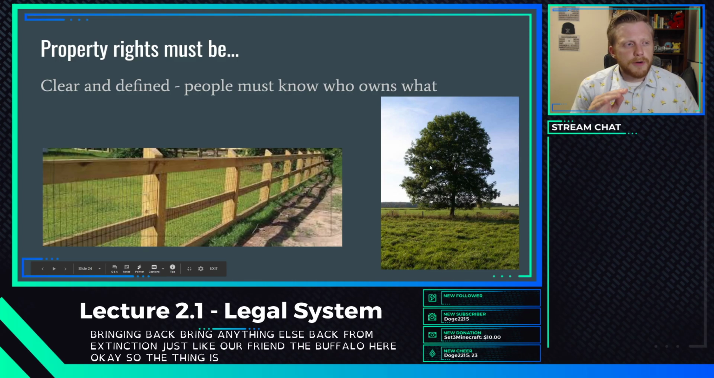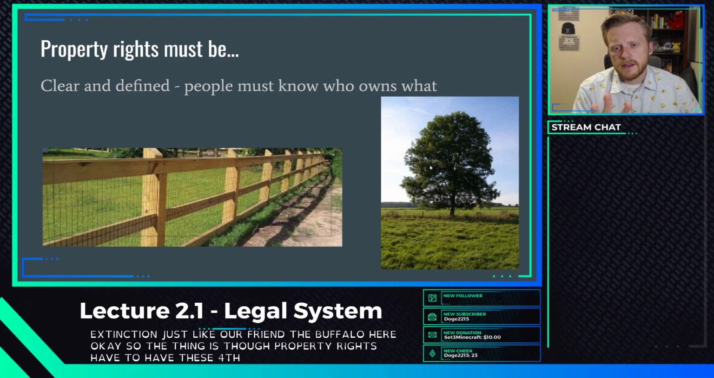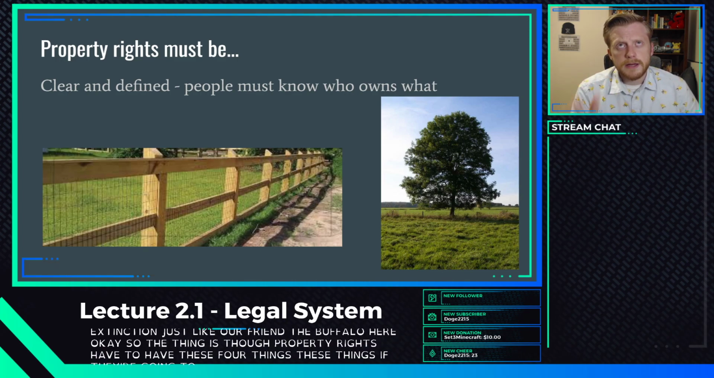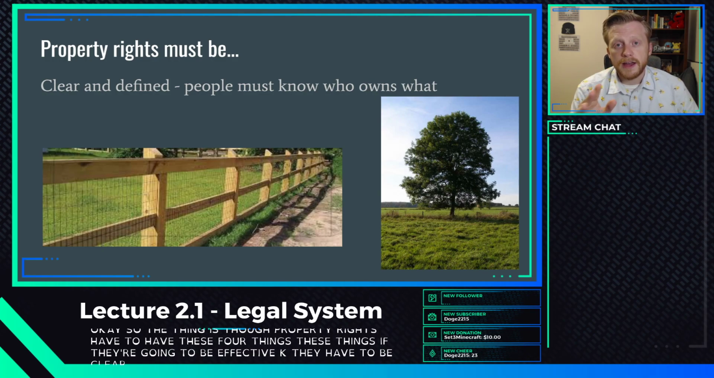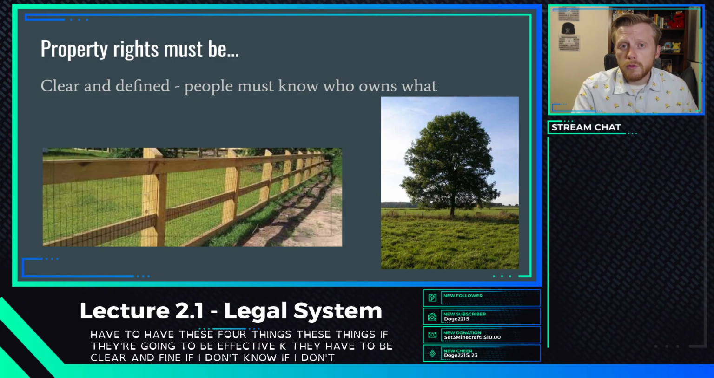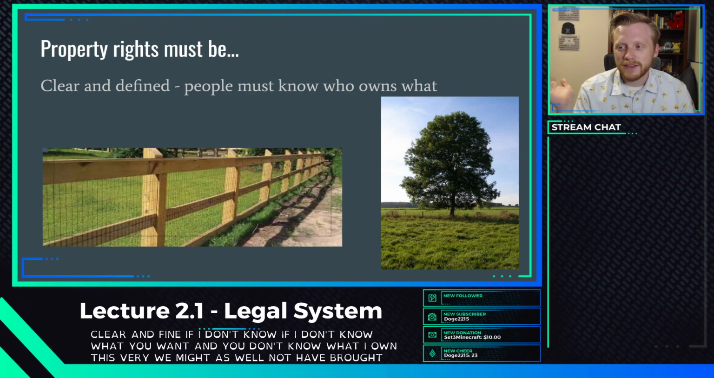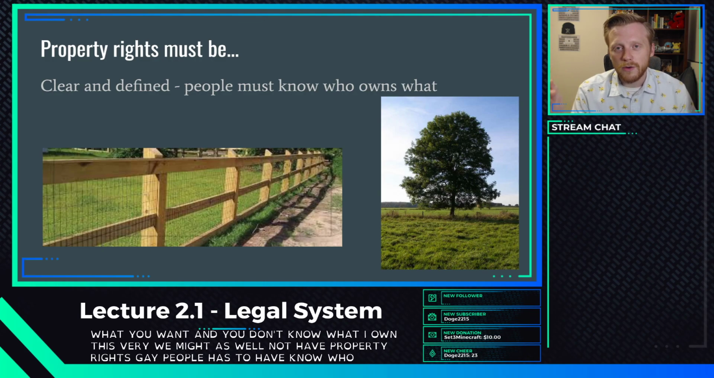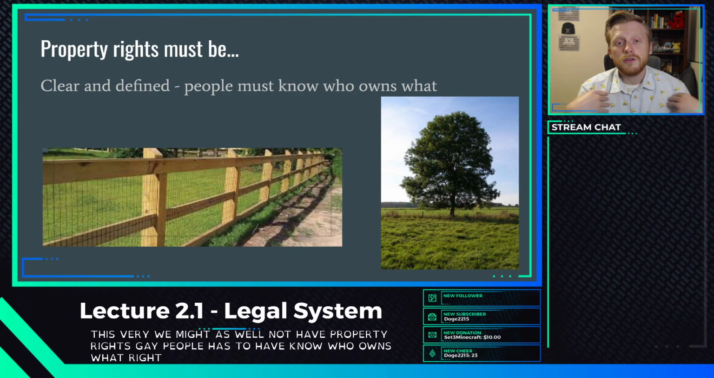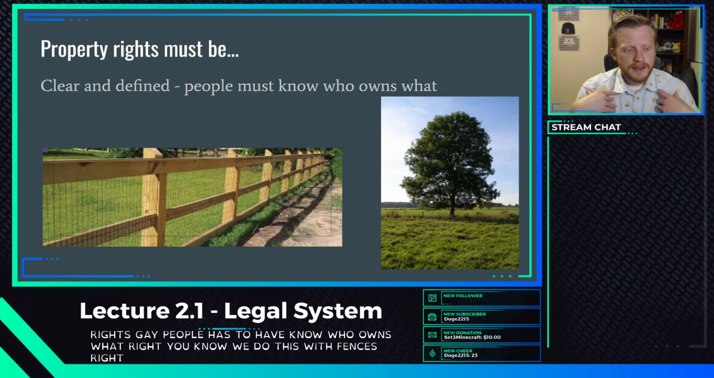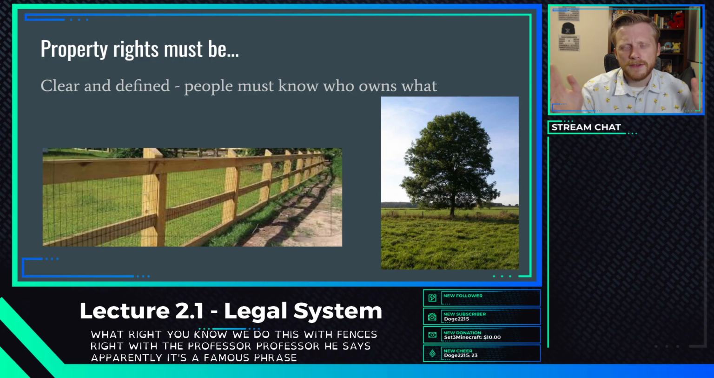So the thing is, though, property rights have to have these four things if they're going to be effective. Okay, they have to be clear and defined. If I don't know what you own and you don't know what I own, we might as well not have property rights. People have to know who owns what, right? We do this with fences, right? Professor Kessler says, apparently it's a famous phrase, good fences make good neighbors, right?